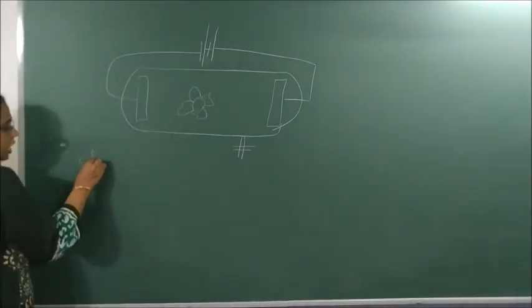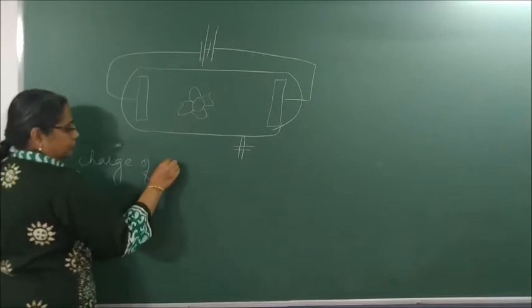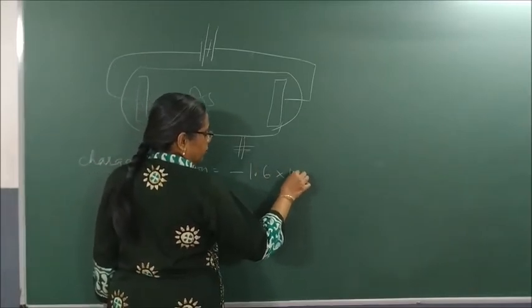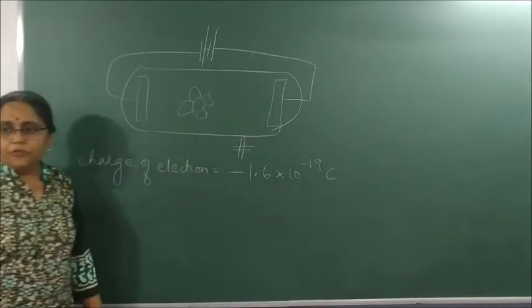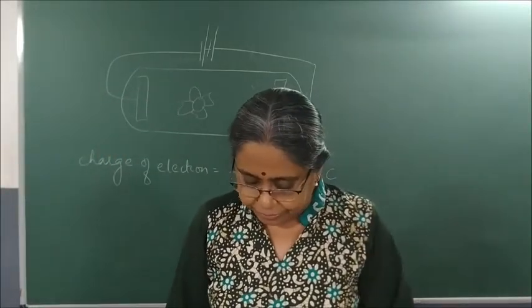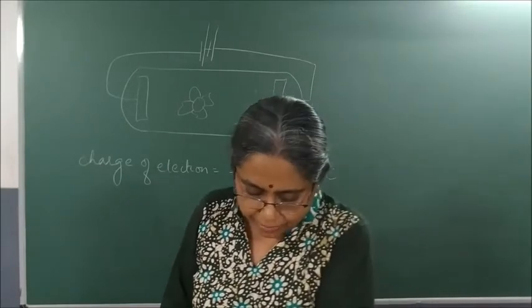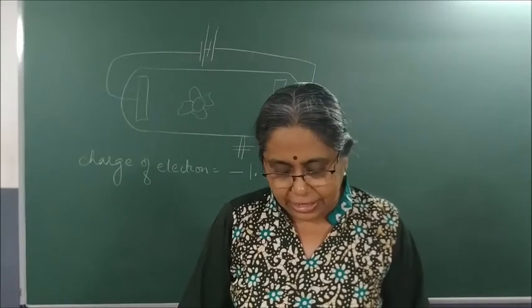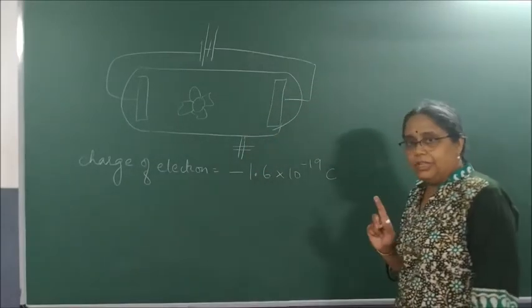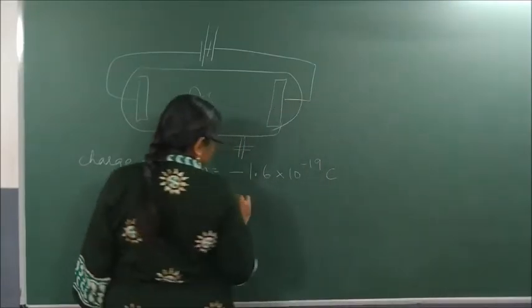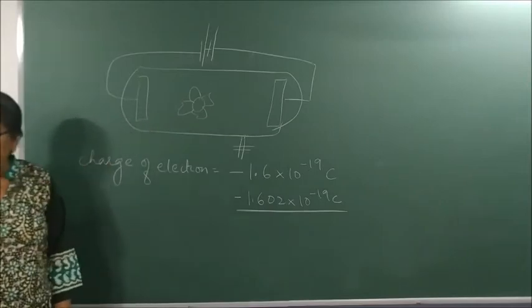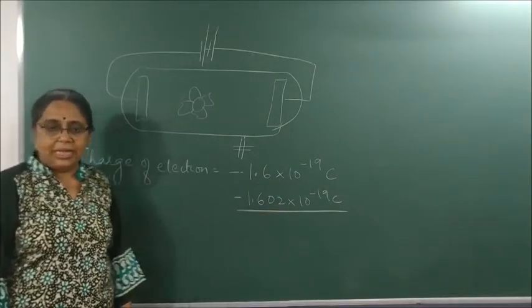So let us write today the charge of an electron. How much is the charge of an electron? Minus 1.6 into 10 to the power of minus 19 coulombs. It is 1.6 into 10 to the power of minus 19 coulombs for your calculations. The actual number is minus 1.602 into 10 to the power of minus 19 coulombs, but we use 1.6 into 10 to the power of minus 19 coulombs.